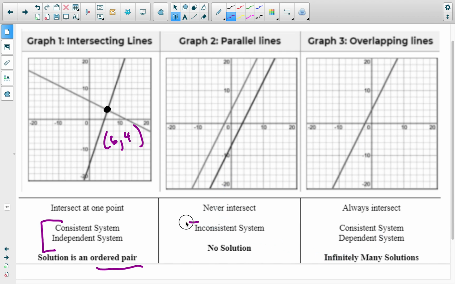Systems with no solutions are known as inconsistent systems. Systems that overlap are consistent and dependent.